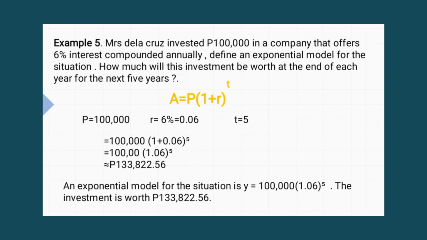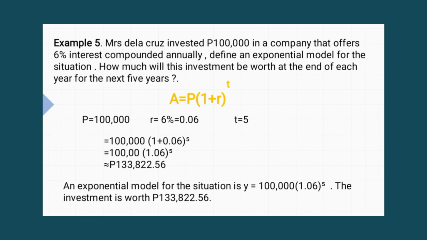So what we can do is substitute all the given values into A is equal to P times (1 plus R) raised to T. So you can use that exponential model. So this is equivalent to 133,822 pesos and 56 centavos. You can use your calculator to check.